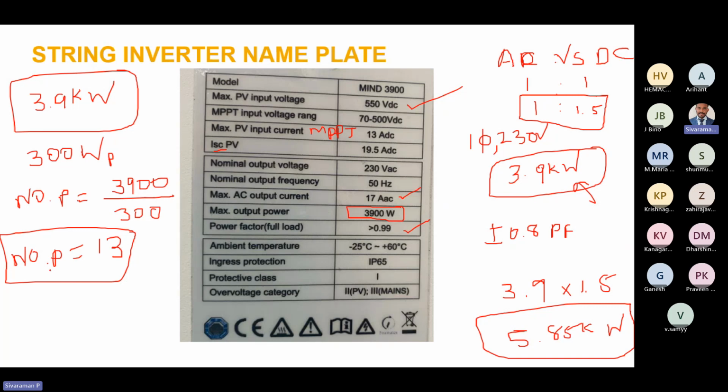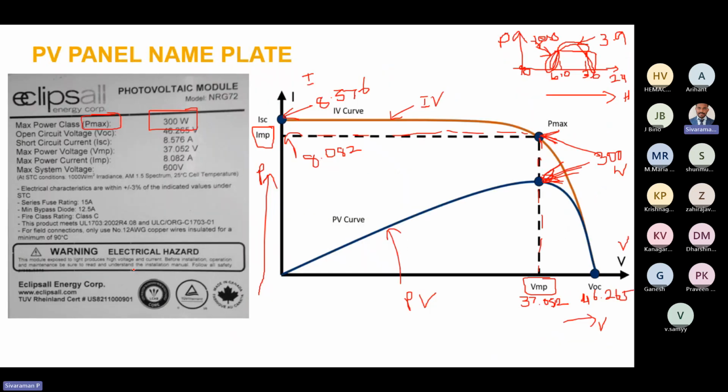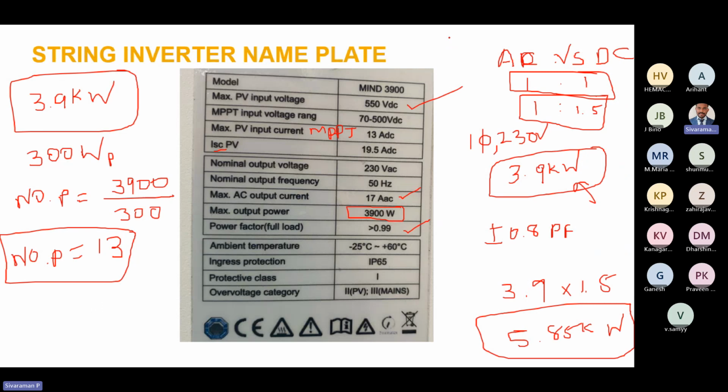In this example, I will consider only a 1 to 1 AC versus DC ratio. Based on that, we need a minimum of 13 solar PV panels. So the number of solar PV panels, NOP, is equal to 13. It means we are going to have a minimum of 13 solar PV panels in our system.